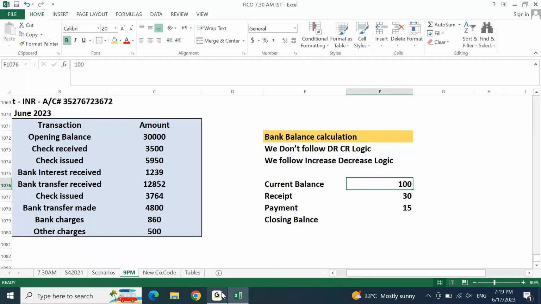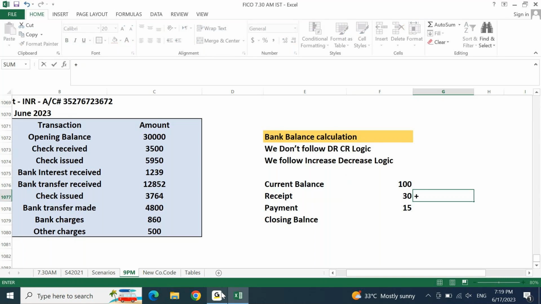Keep your focus only on the account balance, whether your transaction is increasing your account balance or decreasing the account balance. If it is increasing, put plus. If it is decreasing, put minus. Clear? Now this receipt will increase the balance or decrease the balance? Increase. Receipt will increase the balance. I'll put a plus here.